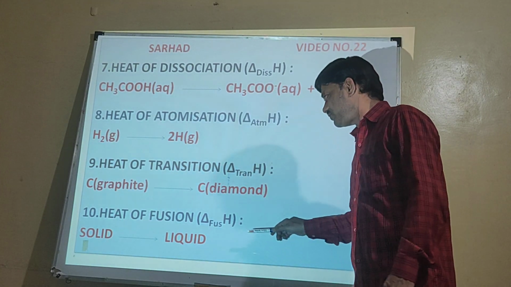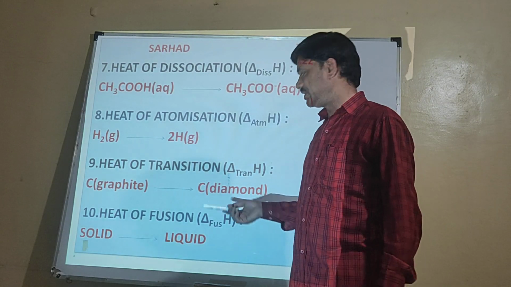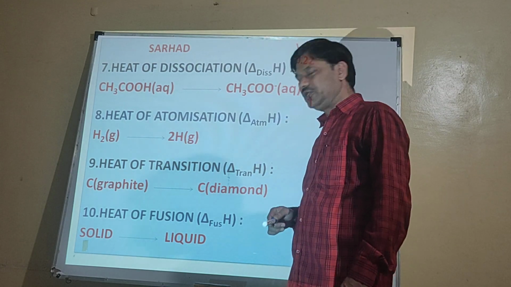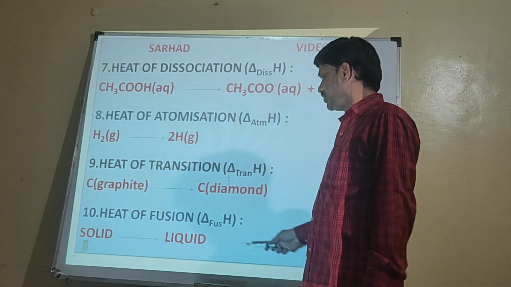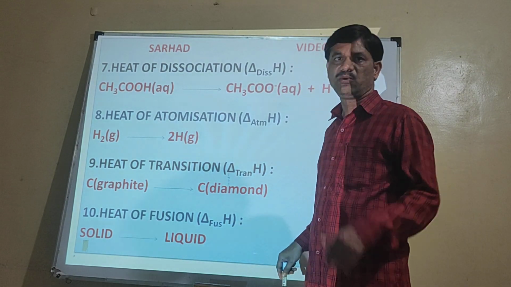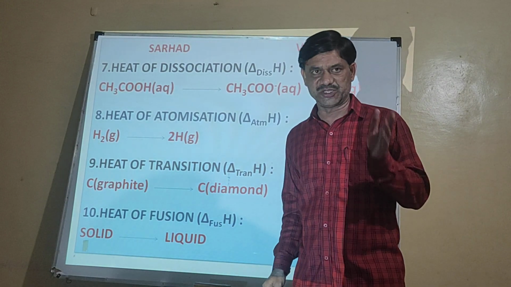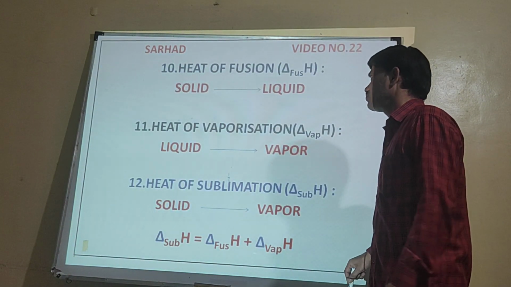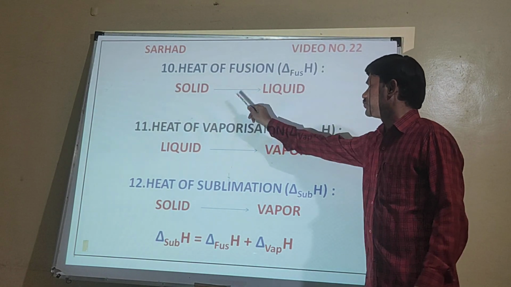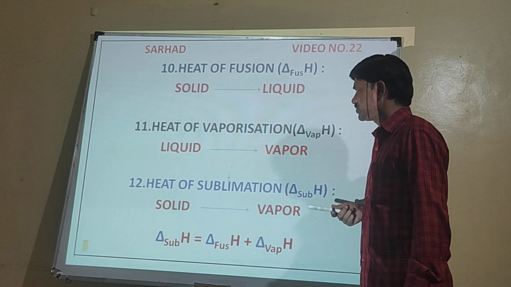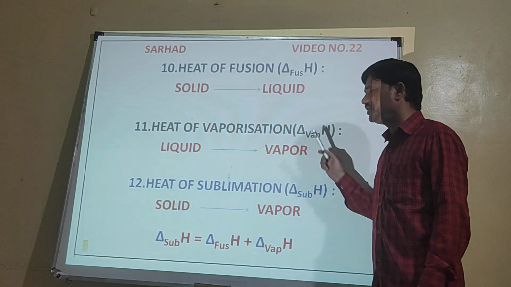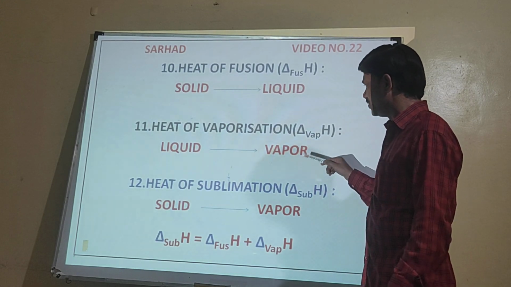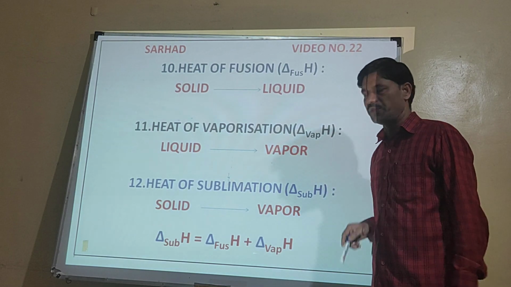Then the next one, heat of fusion. It is related to day-to-day life. Solid on heating gets melted into liquid. So this solid into liquid conversion indicates heat of fusion. So tell me once again, what do you mean by heat of fusion? Enthalpy change when a solid is transformed into liquid. Next factor, heat of vaporization. What does it indicate? Liquid on heating transforms into vapor. So the enthalpy change related to this conversion is known as heat of vaporization.